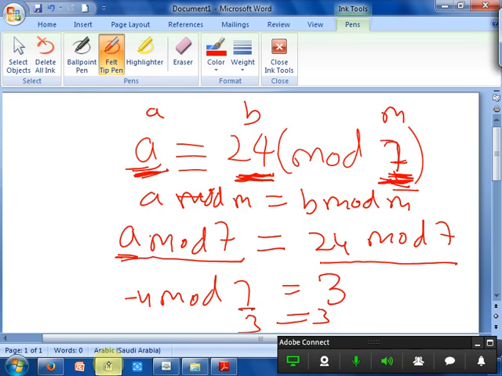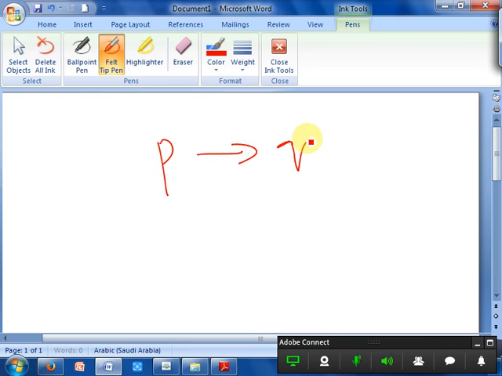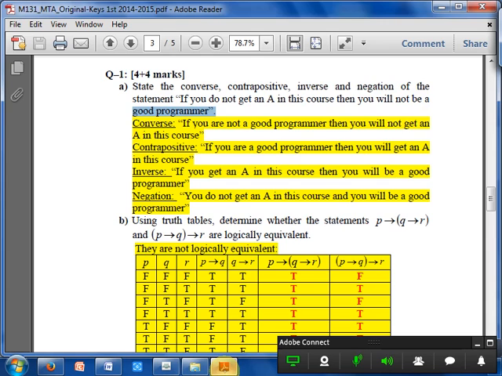P then Q. What is P? If you do not get A in the course is P. Then, just to make a propositional statement, you can take Q, R, S, T, whatever you want. Then you will not be a good programmer is Q. Now you have to write the converse of it, the contrapositive, inverse, and negation of it.